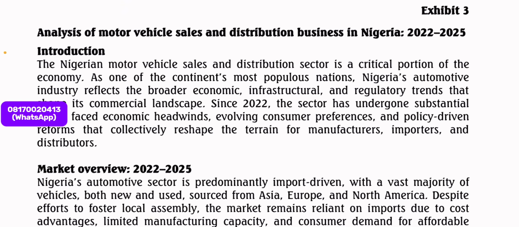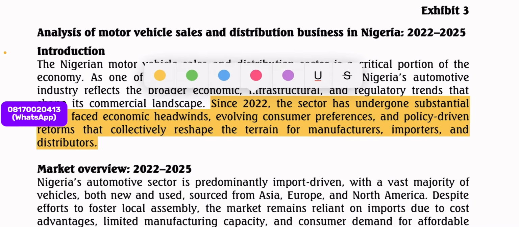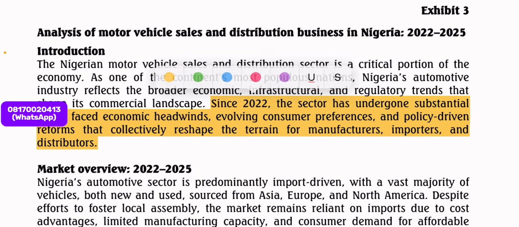Then they gave us an introduction as well. They said the Nigerian motor vehicle sales and distribution sector is a critical portion. I think we have mentioned that in the earlier material we read. So how it's important, how it has a significant impact on the economy, and how it has gone through substantial shifts. So many things have changed since 2022, you understand? That has reshaped the entire terrain of the whole sector.